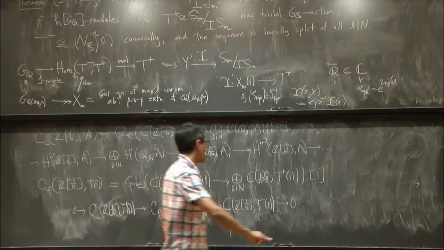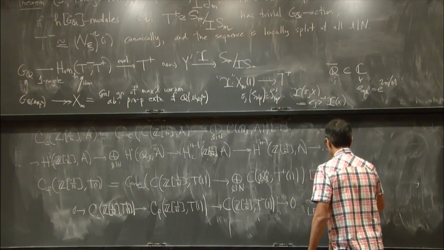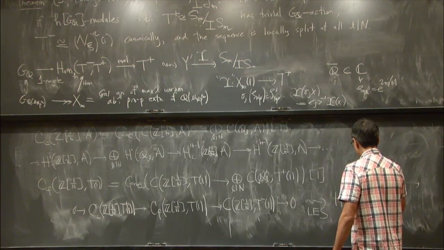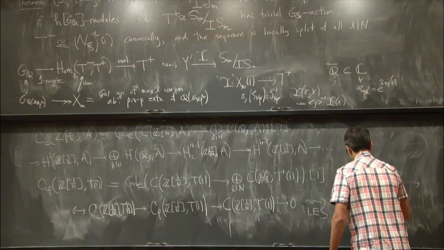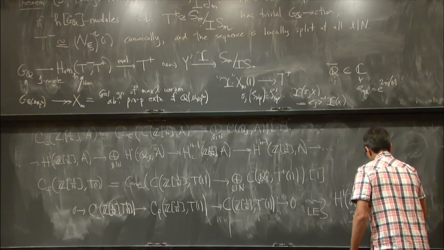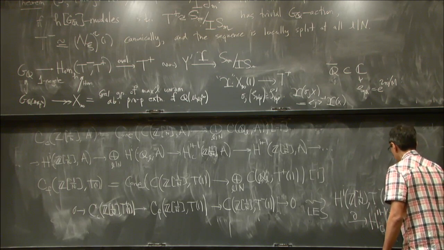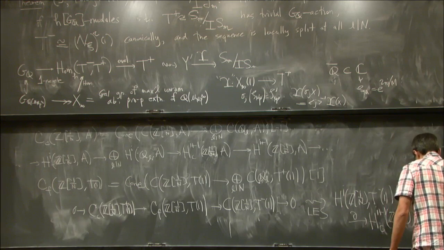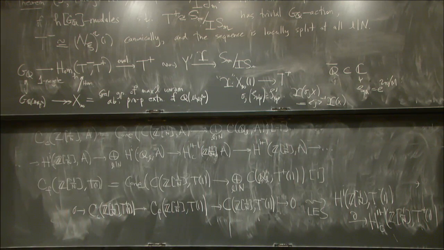And then if I take the long exact sequence, then I get connecting homomorphisms to cohomology, compactly supported cohomology. So that's how that goes. Yeah, sure.